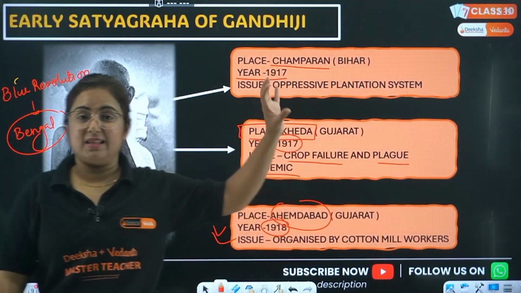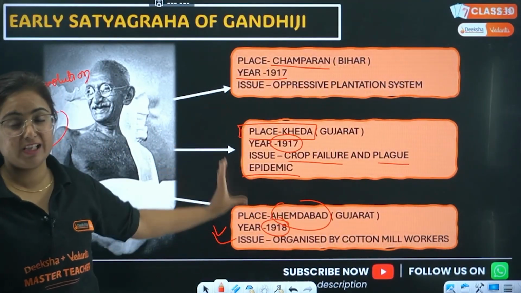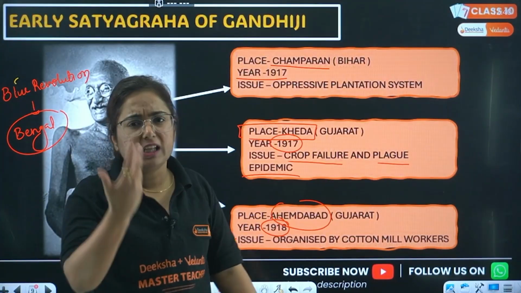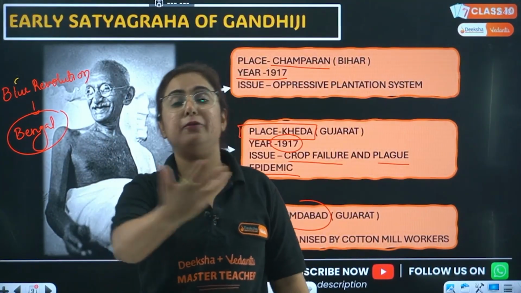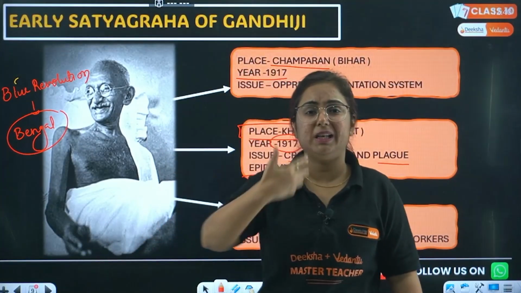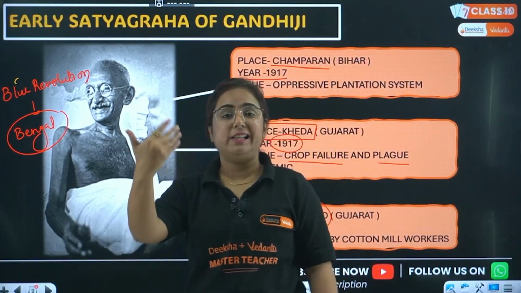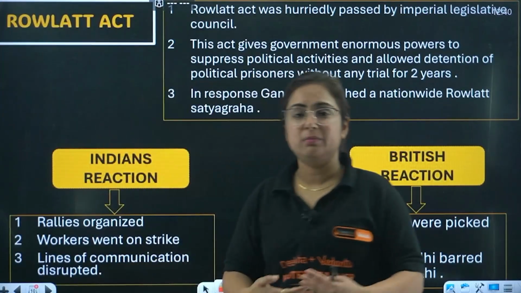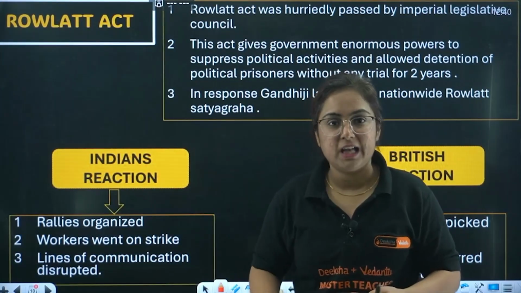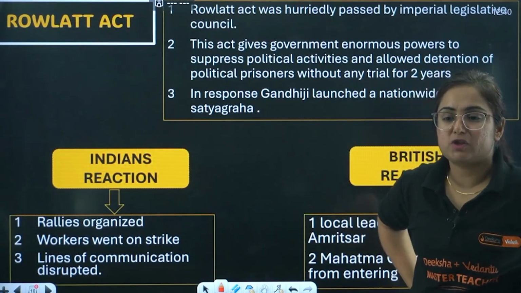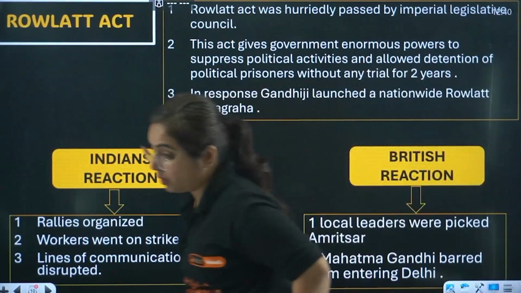Now, what was in his mind? See, these satyagrahas were localized, regional. There was no all India satyagraha. These were not issues which could connect everyone in India. So he was finding a reason to start an all India satyagraha. And here the Britishers came, giving him the reason to start that. That was passing an act, the Rowlatt Act. Now what is this act?